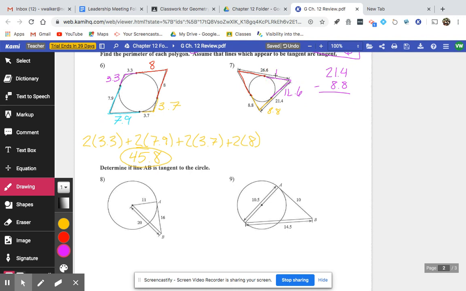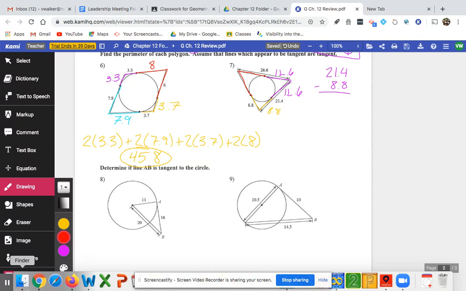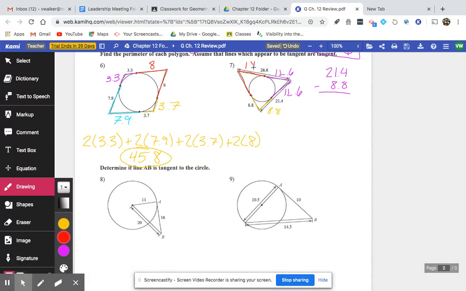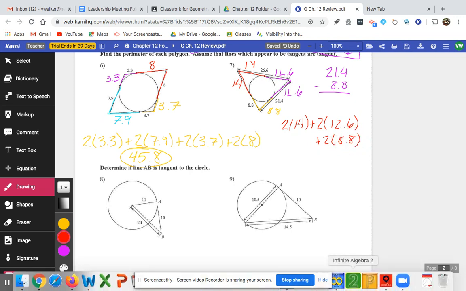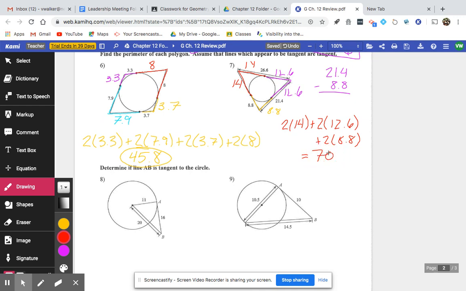So I've got 12.6 here and here. Now that whole thing is 26.6, right? So 26.6 minus 12.6, that gets you 14. So I've got a 14 here and a 14 here. We're going to do the exact same method that we did for number 6. So we've got 2 times 14 plus 2 times 12.6 plus 2 times 8.8. After all of that algebra, you get 70.8.